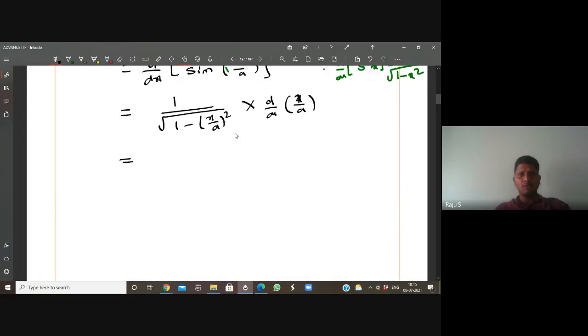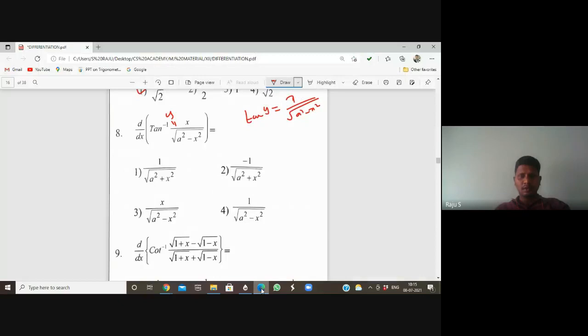That's all. Now take LCM here. It can be written with a square as the LCM. A square becomes numerator. Root over a square minus x square. Take here x square by a square, take LCM, square root of a square will be a, which becomes the numerator. So finally the answer is square root of a square minus x square. Any option? Yeah, fourth option.